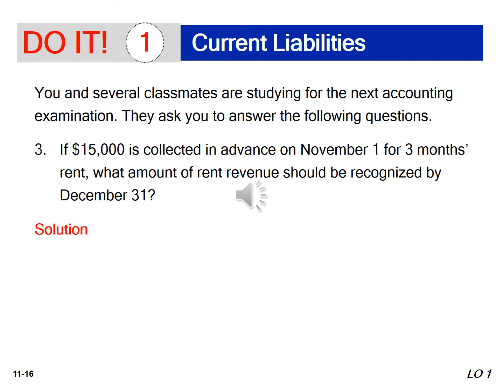Third question says, if $15,000 is collected in advance on November 1st for 3 months' rent, what amount of rent revenue should be recognized by December 31st? The solution to this is that we're going to take the dollar amount of the collected rent, which is $15,000, and multiply it by 2 over 3, which is 2 months out of 3 months, and that is going to give us $10,000.